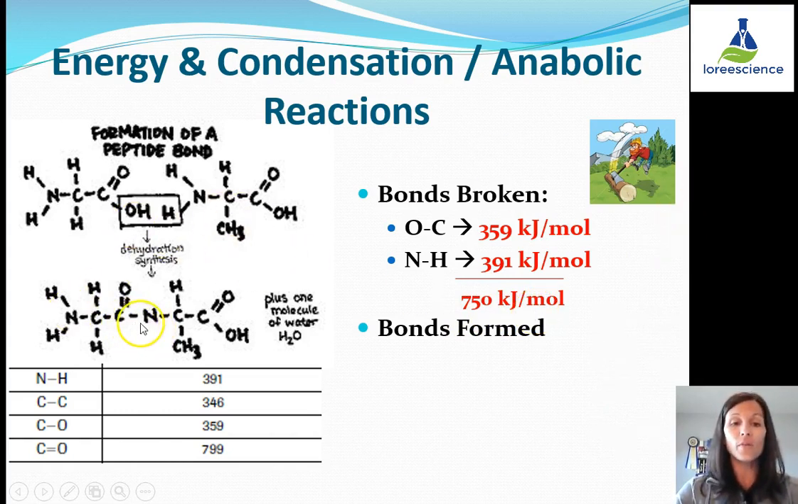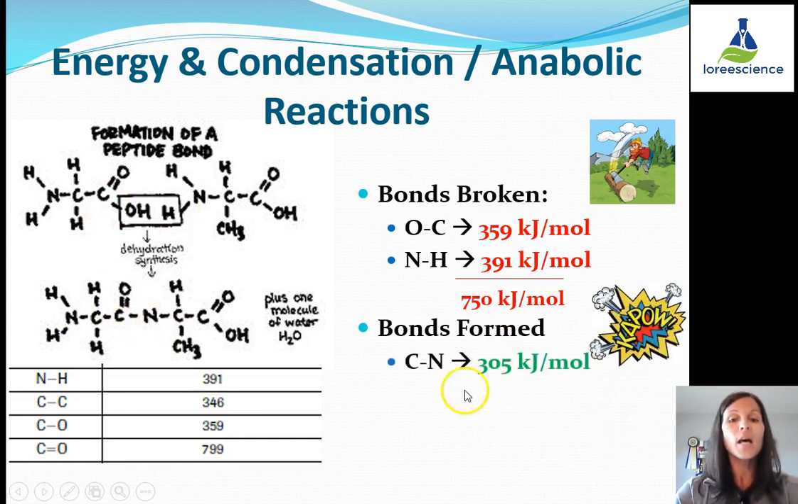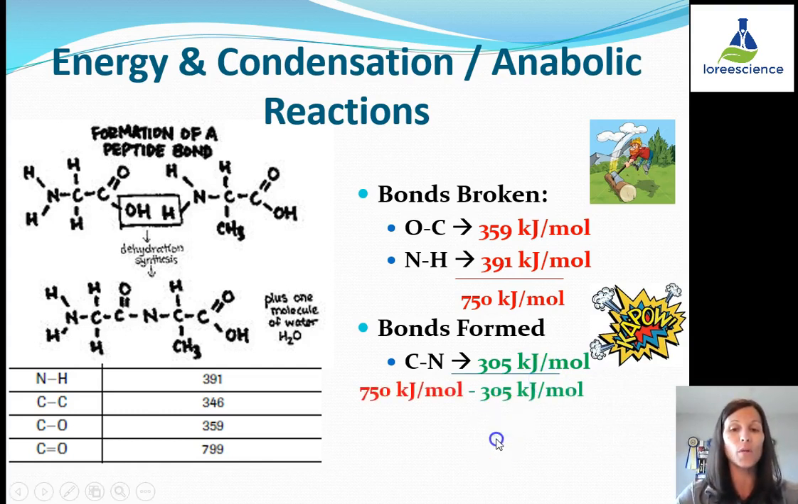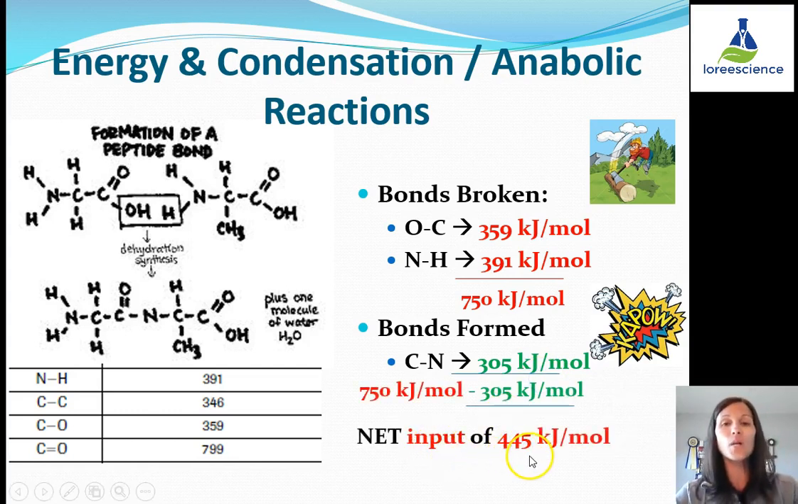Now, what we are left with is a bond between the carbon and the nitrogen, or a peptide bond, and a carbon-nitrogen bond has 305 kilojoules per mole. So that amount of energy is released when that bond is formed. So overall, we have to put in more than is released. So anabolic reactions are endergonic because we had to put in 445 kilojoules per mole of energy.